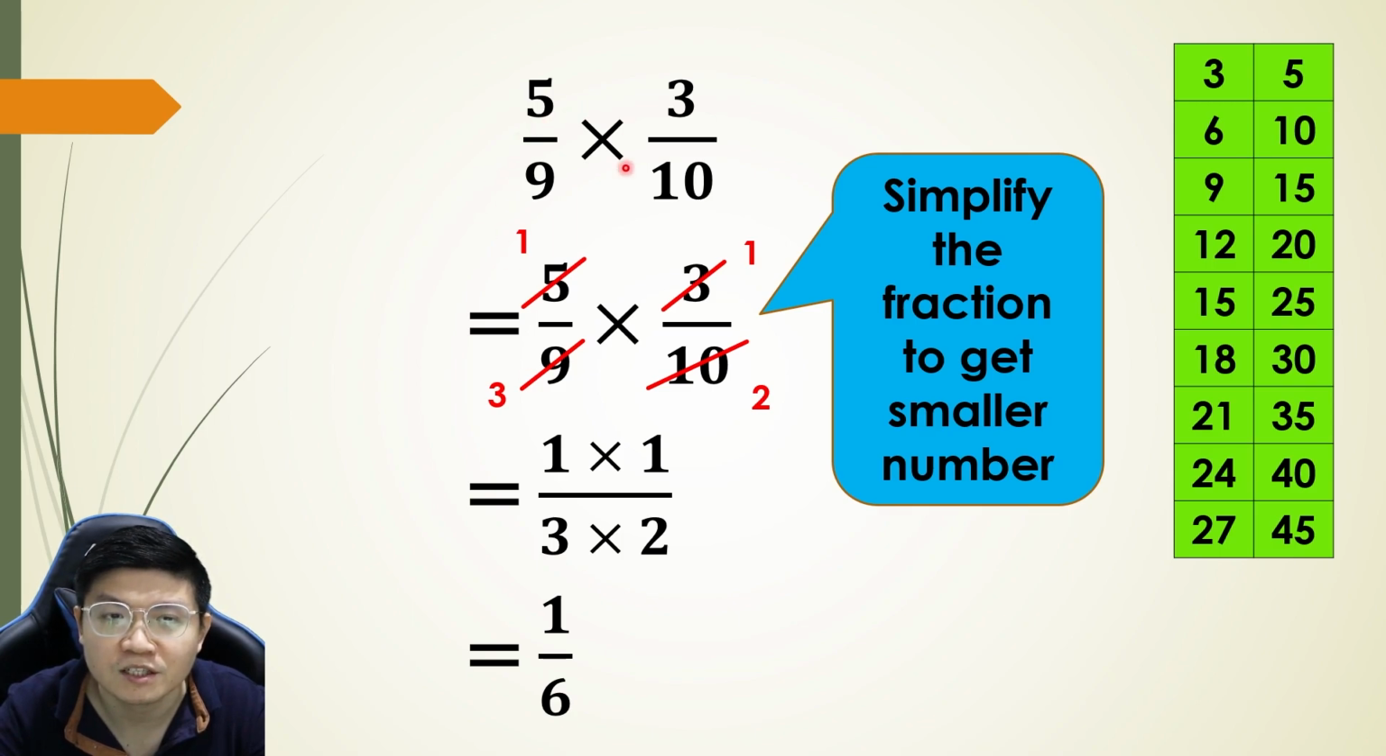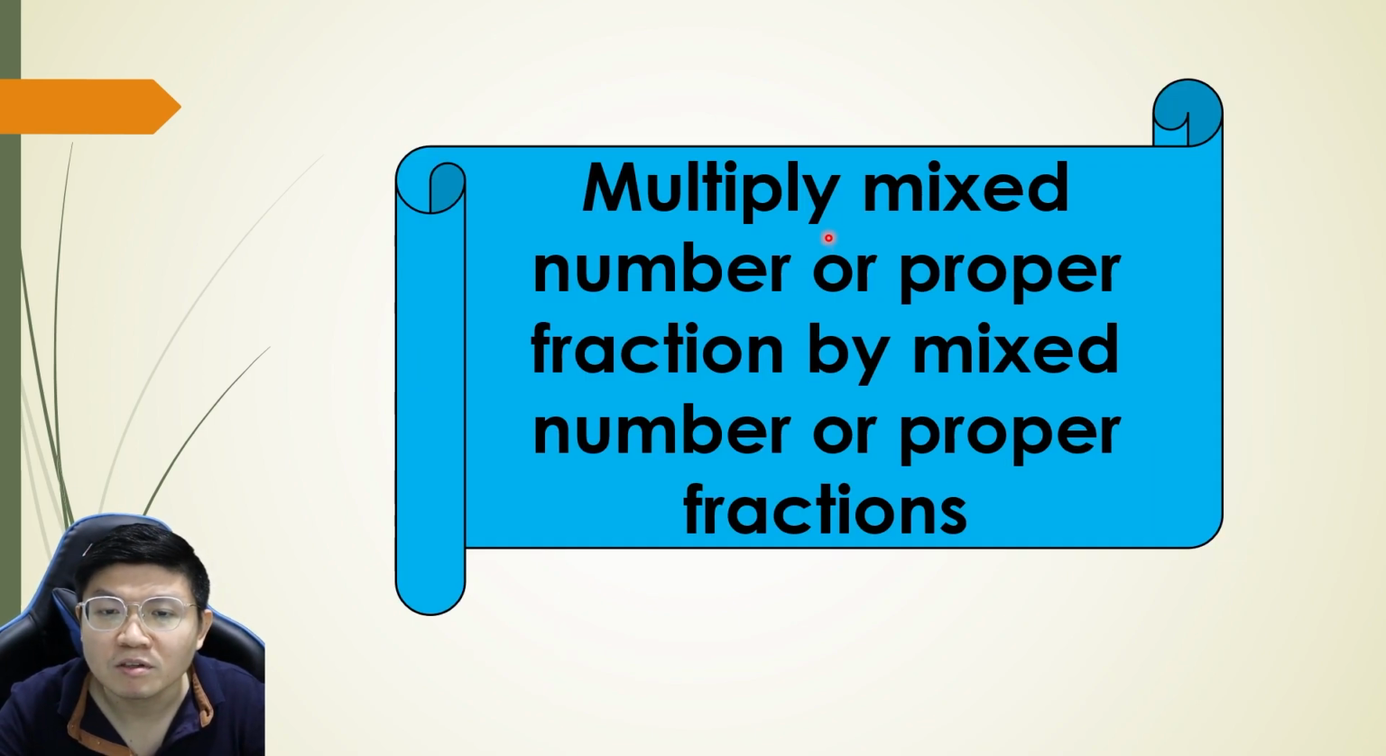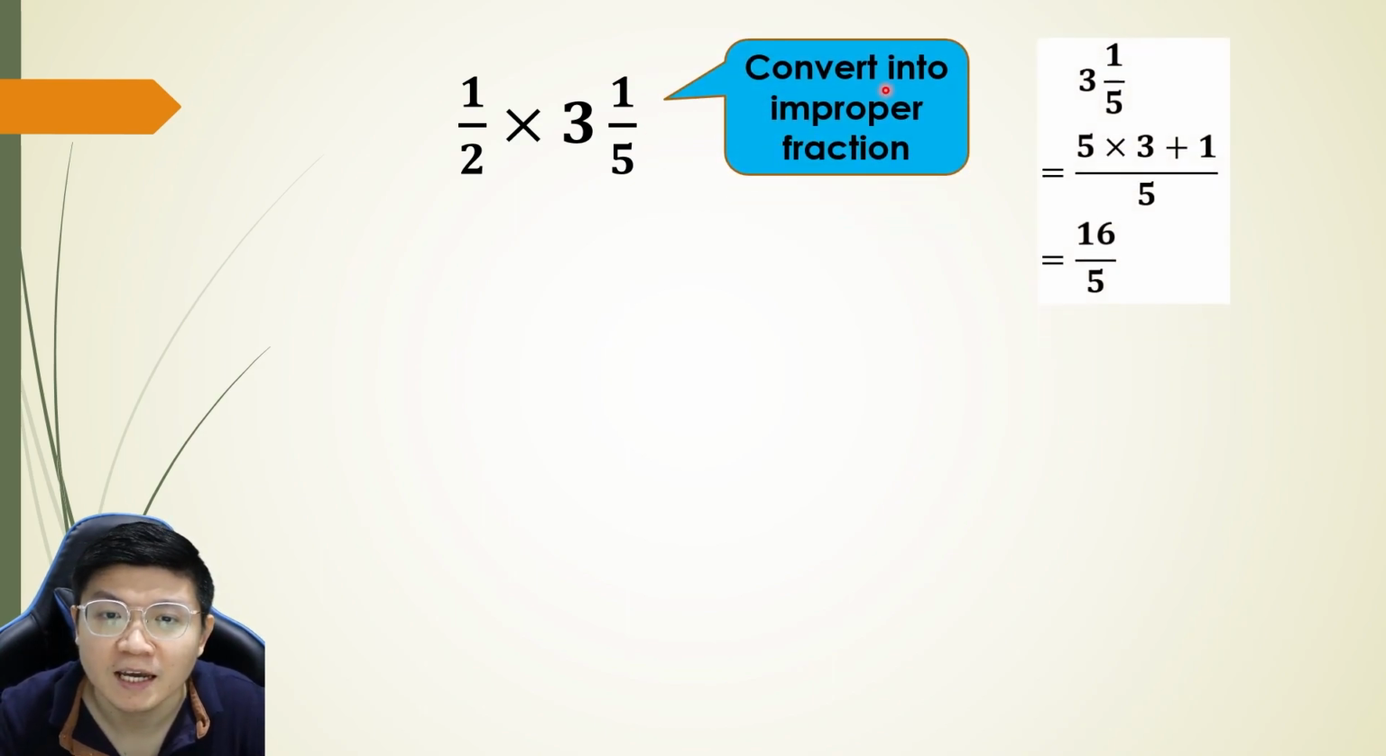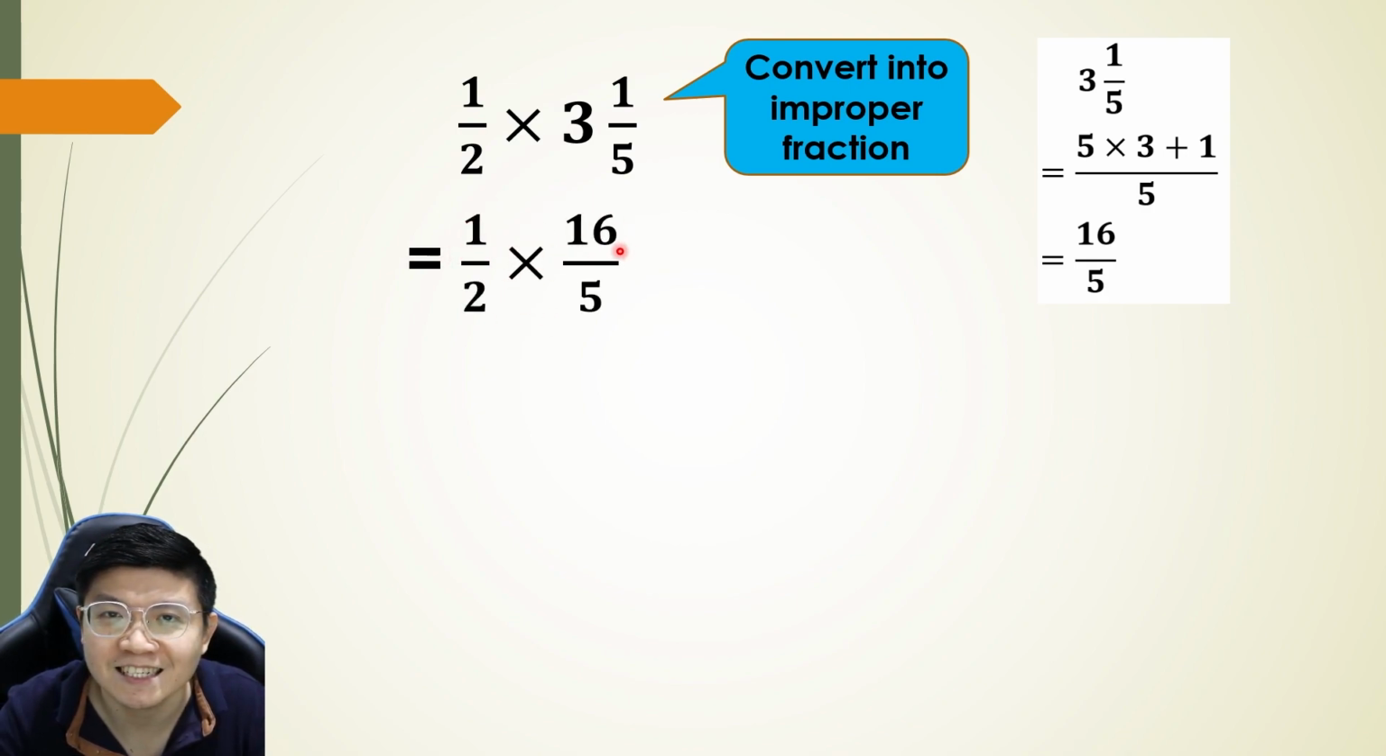Okay, proper fraction times proper fraction. Next, multiply a mixed number or proper fraction by a mixed number or proper fraction. As you can see, this is a proper fraction and this is a mixed number. So first step, we need to convert into an improper fraction. We don't want any mixed number when we are doing multiplication of fractions, right? So convert this into an improper fraction. So this is the step. 5 times 3, 15, and then plus 1. You get 16 over 5. So write it down, 1 over 2 times 16 over 5.